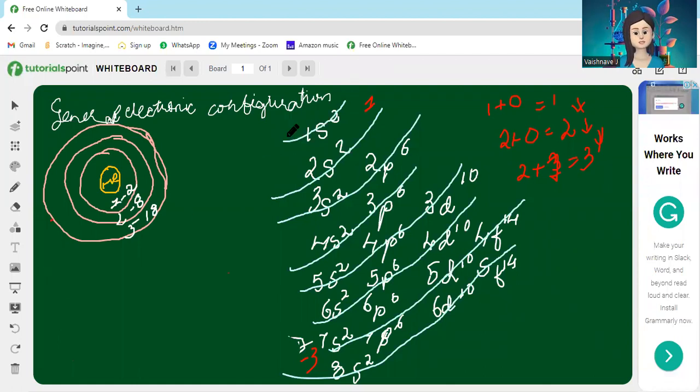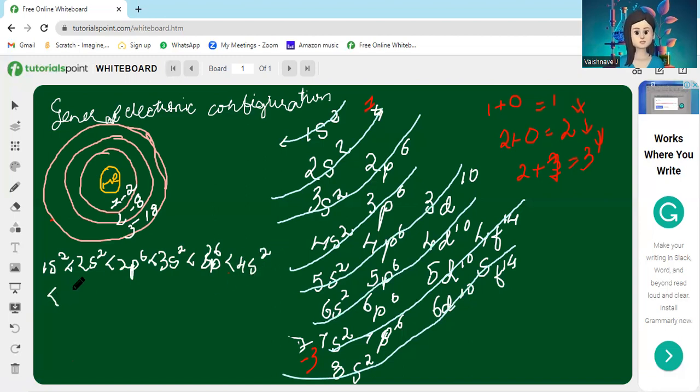Coming from here, it goes on like this. Now, coming to the order: 1s2 is lesser than 2s2. 2s2 is lesser than 2p6. 2p6 is lesser than 3s2. 3s2 is lesser than 3p6. 3p6 is lesser than 4s2. 4s2 is lesser than 3d10. And 3d10 is lesser than 5s2.